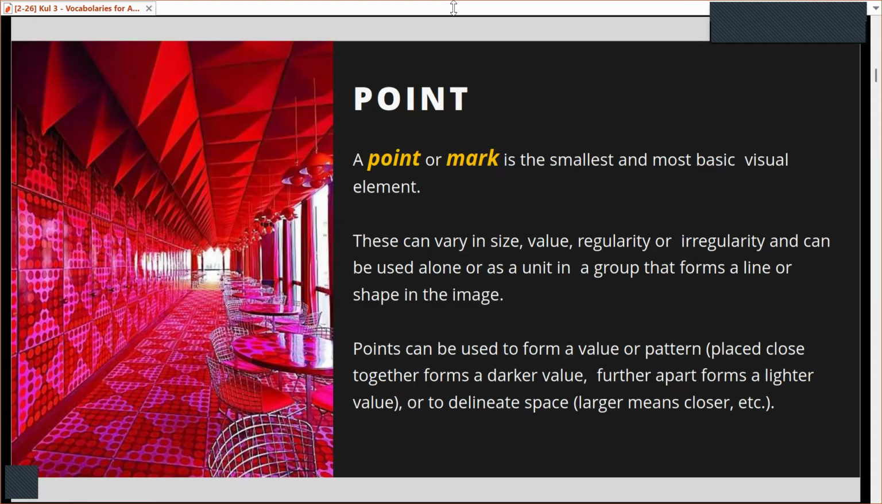Point. A point or mark is the smallest and most basic visual element. This can vary in size, value, regularity, or irregularity, and can be used alone or as a unit in a group that forms a line or shape in the image. Points can be used to form a value or pattern. Placed close together they form a darker value, further apart a lighter value, or to delineate space. Larger means closer. So if you see the picture, can you see points there?